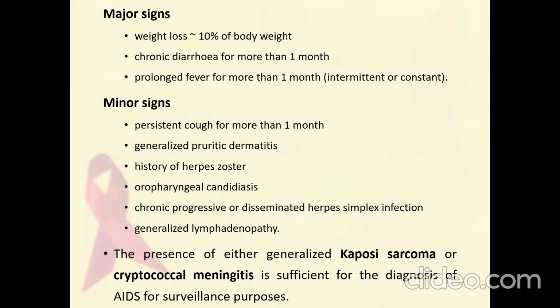prolonged fever for more than 1 month, which may be intermittent or constant. Minor signs are persistent cough for more than 1 month, generalized pruritic dermatitis, history of herpes zoster, oropharyngeal candidiasis, chronic progressive or disseminated herpes simplex infection, and generalized lymphadenopathy. The presence of either generalized Kaposi sarcoma or cryptococcal meningitis is sufficient for the diagnosis of AIDS for surveillance purposes.